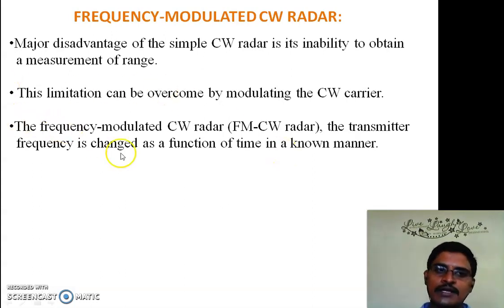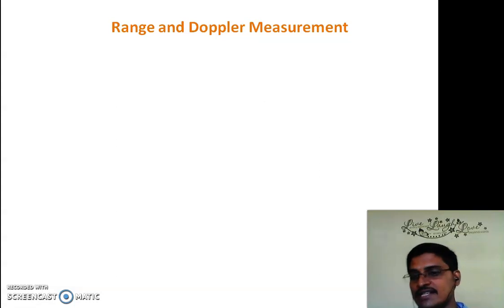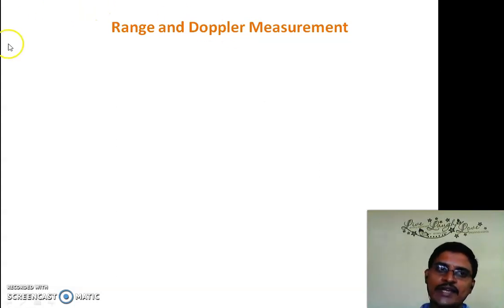Initially, we are assuming that the frequency of the transmitter signal varies linearly with time. Next, we are assuming that the frequency varies triangularly with respect to time. I will explain these two cases. Range and Doppler measurement: range measurement is used to find the distance between radar and target. Doppler measurement means that by finding the Doppler shift we can find the relative velocity of the target. How to find these two, I will explain.